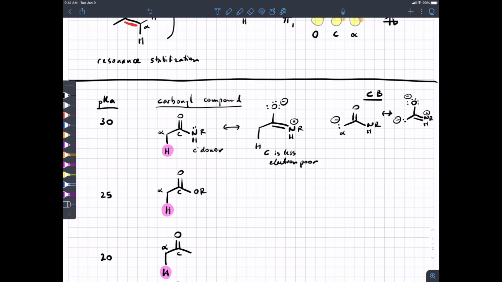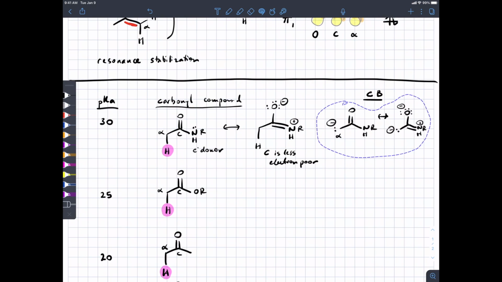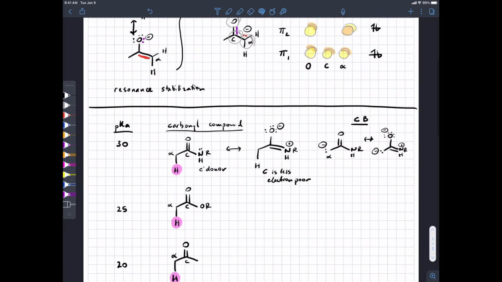The basic idea is that if your carbonyl carbon is electron poor, it will be more favorable to make the enolate because the resulting negative charge is going to be better stabilized. Any questions you want to ask about that? Anything you want to say to clarify?